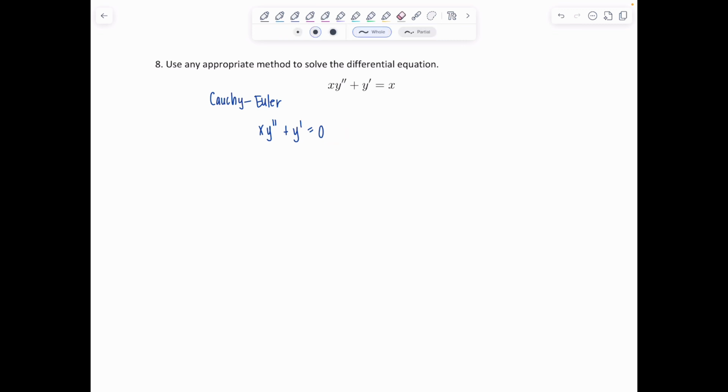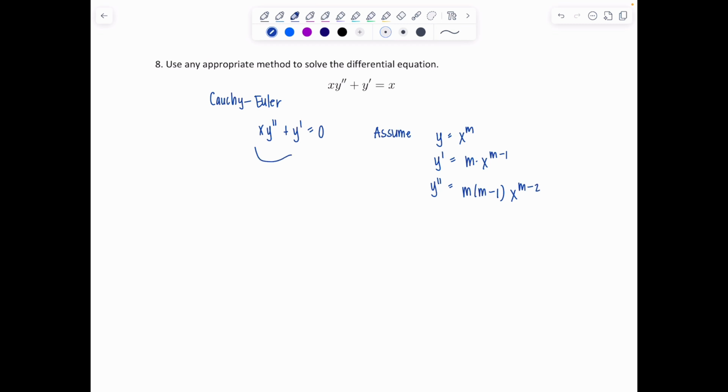But just know, if the power on x doesn't match the order of the derivative, but it's off by the same amount for every single term, it still can be solved as Cauchy-Euler, okay? So we assume a solution of the form y equals x to the m. So y prime is going to be m times x to the m minus 1, and then y double prime would be m times m minus 1, x to the m minus 2.